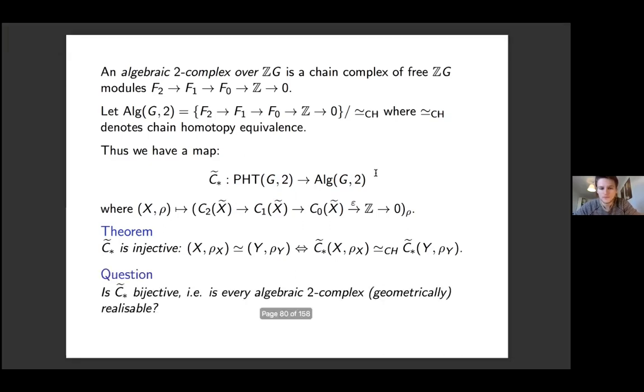Okay, and we can ask the following question: is this map actually bijective? So is it the case that every algebraic 2 complex is geometrically realizable? Does every exact sequence of this form arise as the cellular chain complex of a 2 complex?